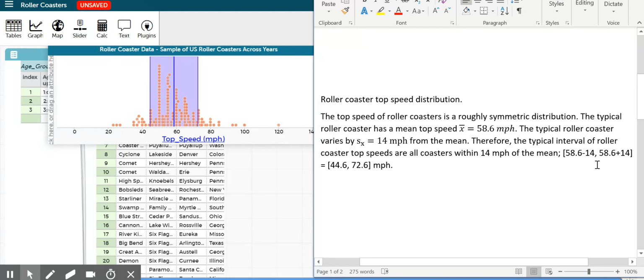So here's the calculation for that. There's the mean minus a standard deviation to the mean plus the standard deviation. That's what defines the endpoints of our interval. So that is from 44.6 miles per hour to 72.6 miles per hour, which is about what we estimated just by looking at it. Okay, so that is a typical roller coaster speed, and this number is a typical amount of variability we see in the data. Okay, so let's add another layer to this.